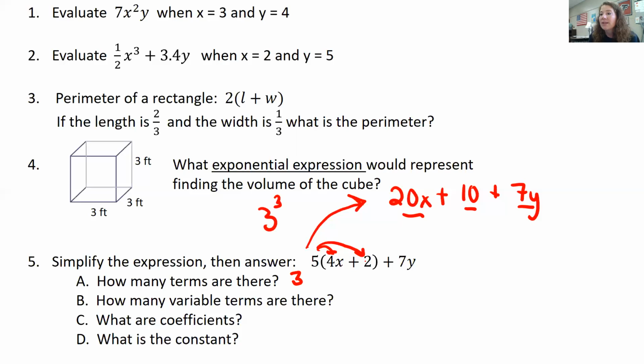The second question is, how many variable terms are there? Any term that has 1 or more variables in it is a variable term. So how many have variables? 2. 2 variable terms, right? Letter C, what are the coefficients of those 2 terms? The coefficient is the number being multiplied by the variable. 20 and 7. Our coefficients are 20 and 7. And finally, the constant is the number not multiplied by a variable. So the constant is 10.